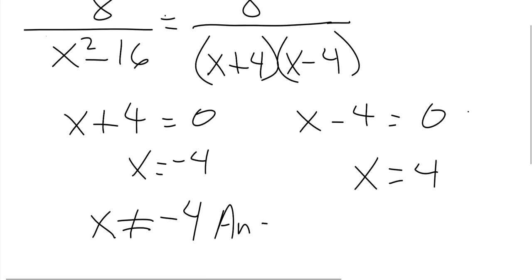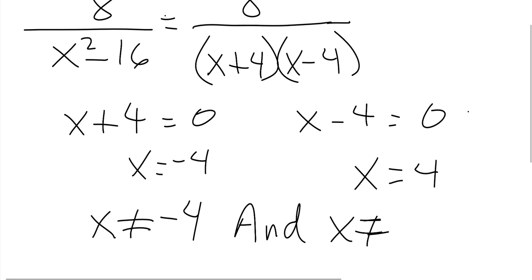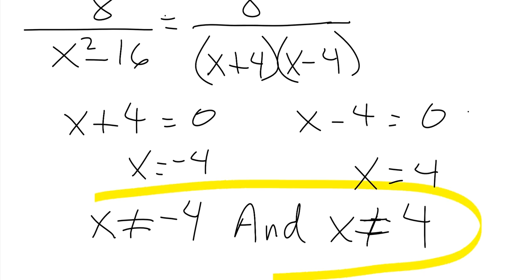x can also not be equal to +4. Both of these are excluded. So here are the excluded values for x.